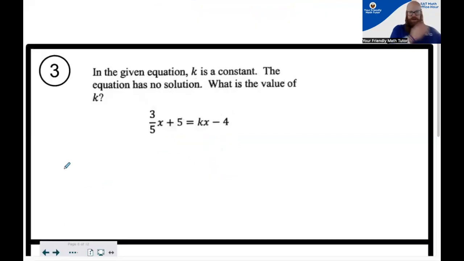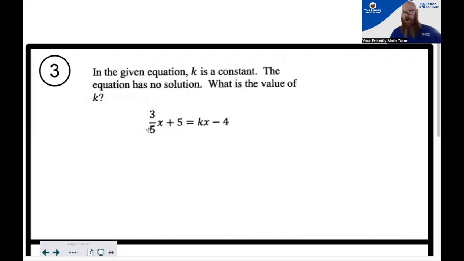All right, number three, the no solution type problem. Here's the deal. In order for there to be no solution, we could look at each of these as being lines if we were to graph it in Desmos, and the solution to the equation would be where those lines intersect. But if there's no solution, those lines should be parallel, so they should have the same coefficient of x so that they have the same slope.